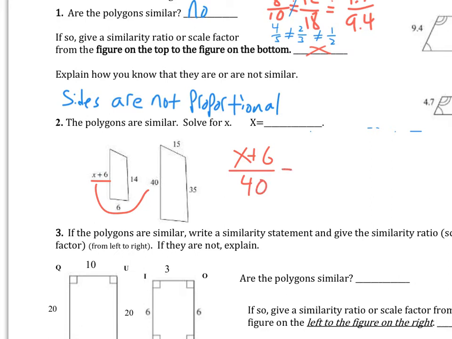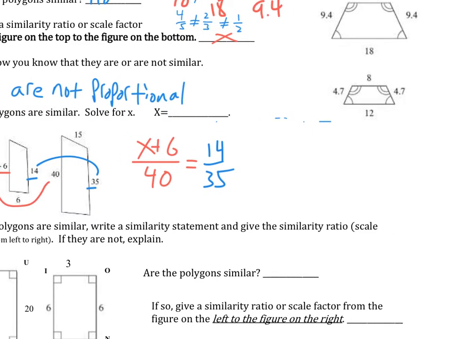And so now we need another pair of sides. Well, we know the 14 and the 35, they're in the same position there. So we have 14 is to 35. Now we could cross multiply right now, but it'd be a little simpler if we simplify this fraction. And let's make this divide by 7 on top and bottom. And we'll make this 2/5. And we have x plus 6 over 40.